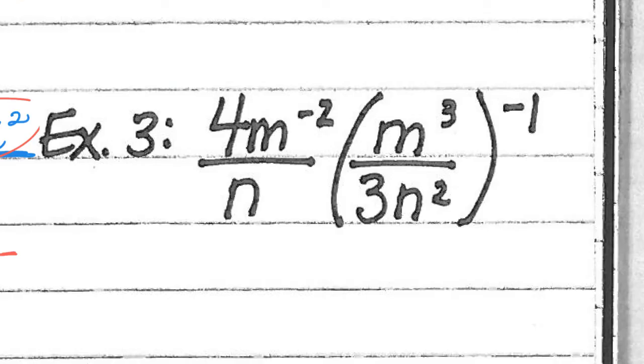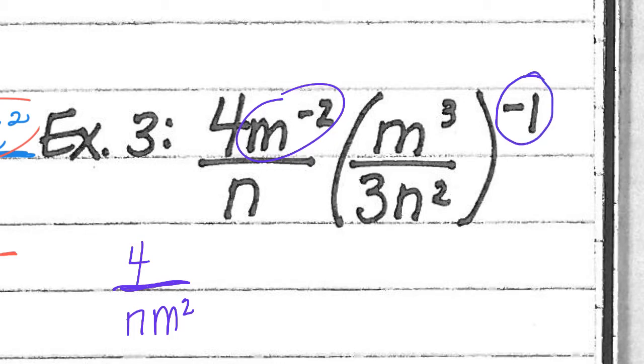All right, what about something as messy as this? I like to look at this bit by bit. So the first thing I'm going to look at is that m squared, and I'm obviously going to move that m squared right to the bottom. So I'm going to redraw each vinculum, keep the 4 and the n, and I'm going to put this m squared to the bottom. Now, because all of this is to the negative first, I would flip the whole thing.